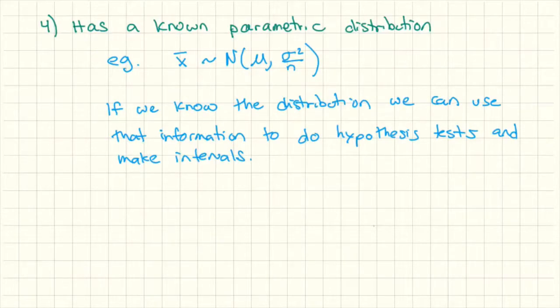The fourth property I wanted to talk about was that we know the distribution of our estimator. If we know the distribution of our estimator, that's going to help us to get those hypothesis tests and confidence intervals.